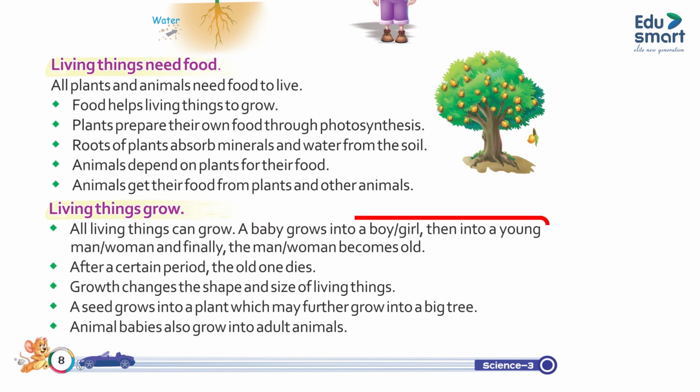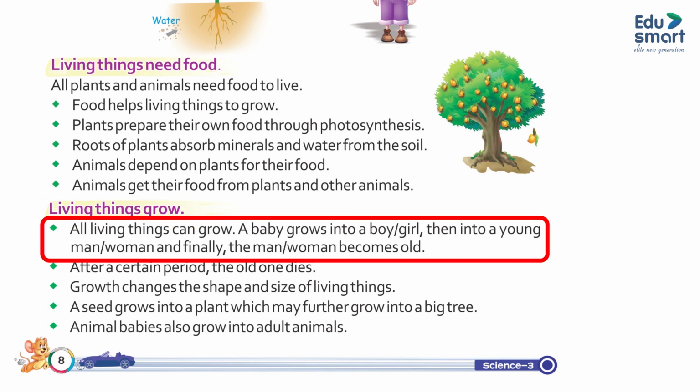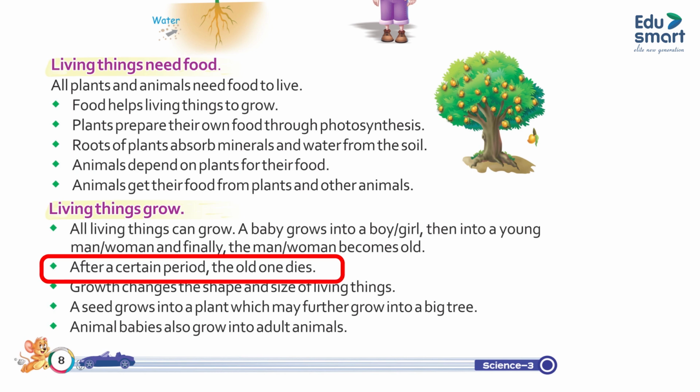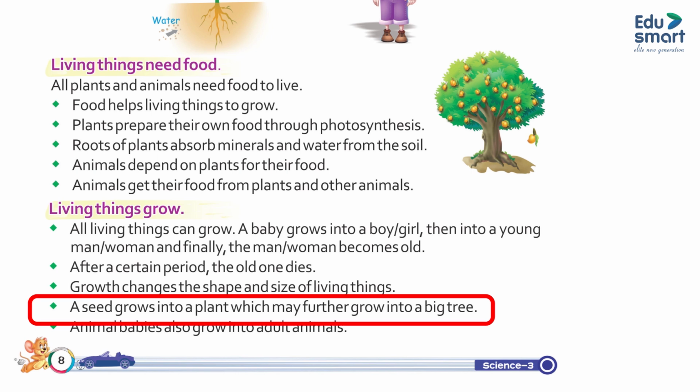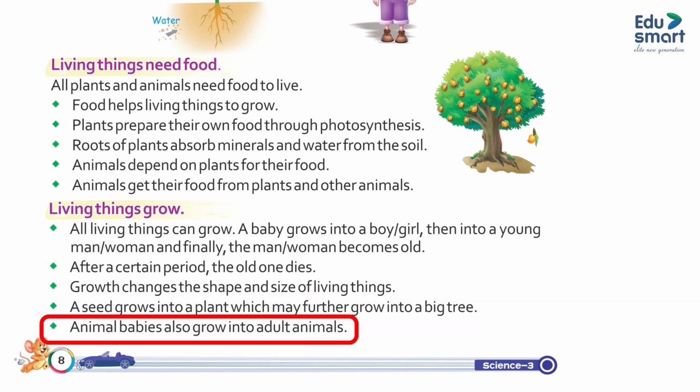Living things grow. All living things can grow. A baby grows into a boy or girl, then into a young man or woman, and finally the man or woman becomes old. After a certain period, the old one dies. Growth changes the shape and size of living things. A seed grows into a plant which may further grow into a big tree. Animal babies also grow into adult animals.